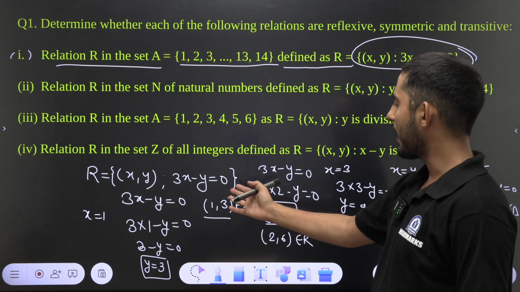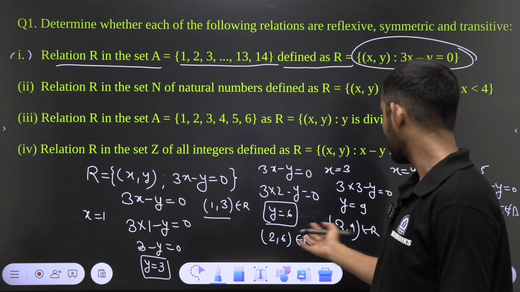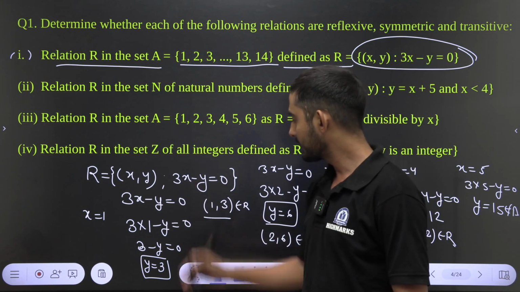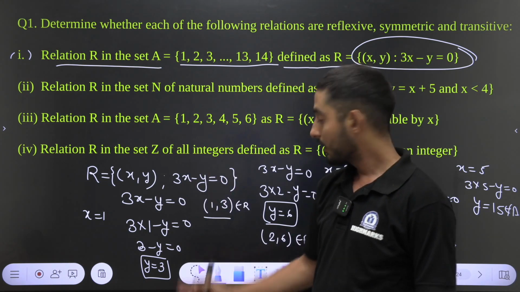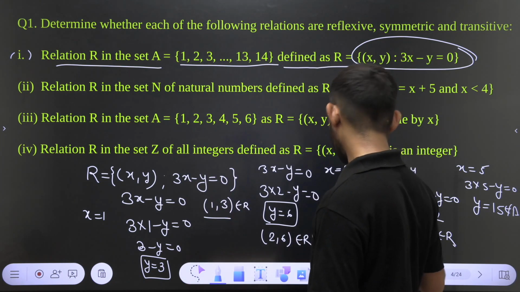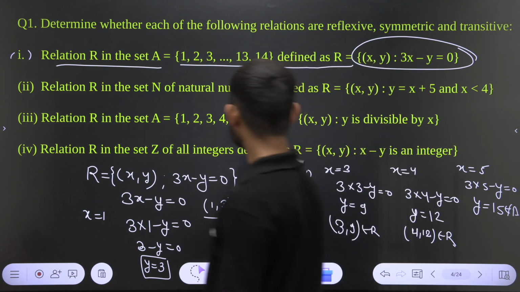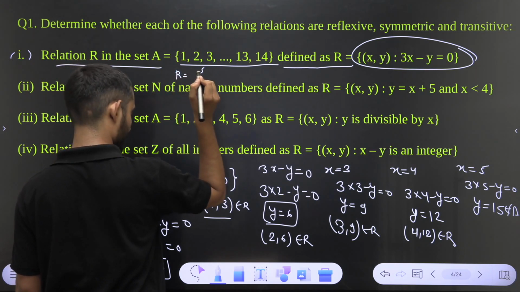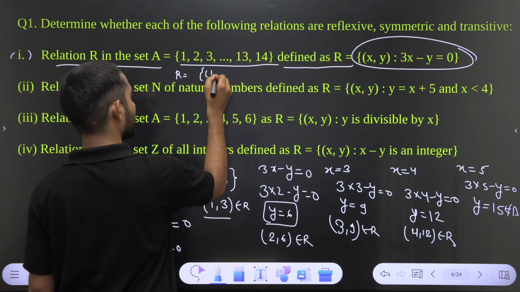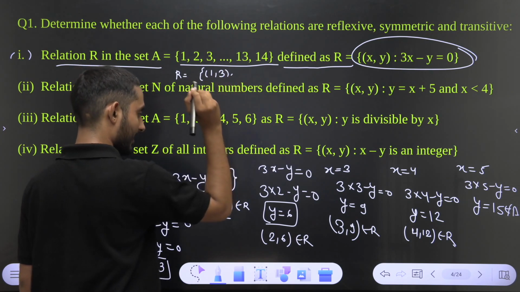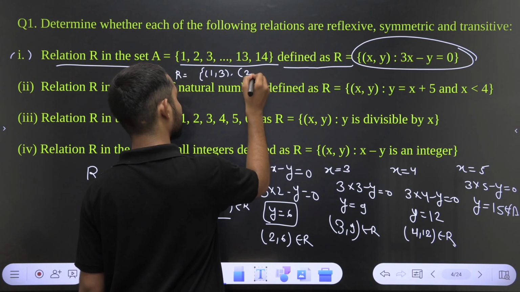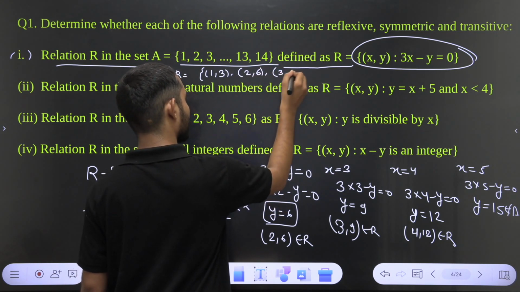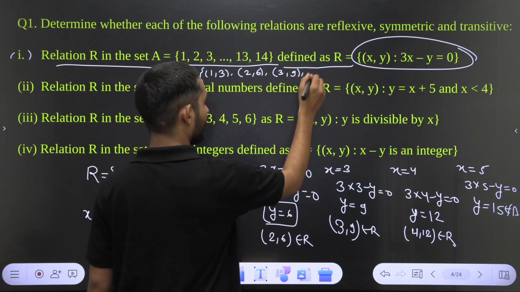If I put y as 1 and x as 3, is this possible? 3 into 3, 9 minus 1, not possible. So we have (1, 3), (2, 6), (3, 9) and (4, 12). When you see this kind of relation, I am writing here R equal to: first (1, 3), second (2, 6), third (3, 9) and fourth (4, 12).